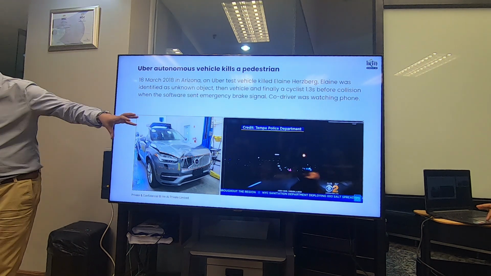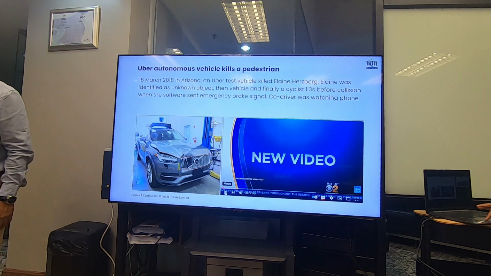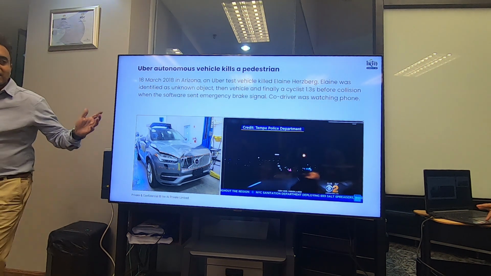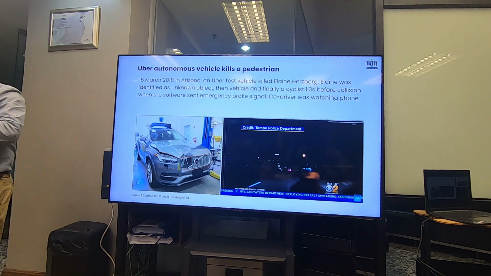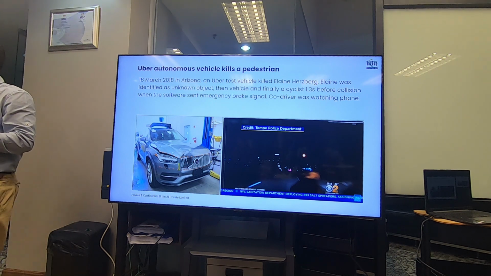So it was a dark area. Are you able to see? Okay. Dark area. She should not have crossed like this. And then the other problem was, even the co-driver was watching mobile, and she was, I think, watching some streaming show.